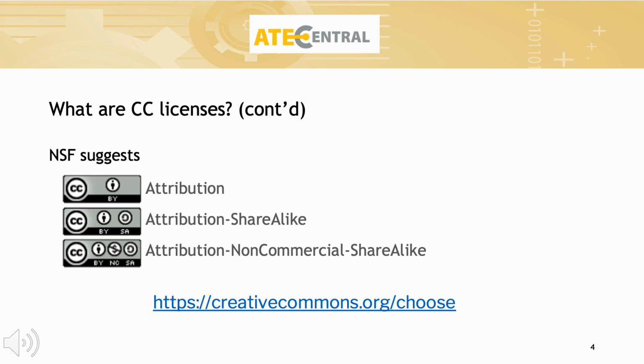In the ATE program solicitation, the National Science Foundation recommends using one of 3 of the Creative Commons licenses for works created with ATE funding. Their first suggestion is the Creative Commons Attribution License, which requires only that people who are using the work give credit to the original authors. This license actually does what people often think they have done when they place a work online without a copyright statement. It makes the work freely available for anyone to use for any purpose.